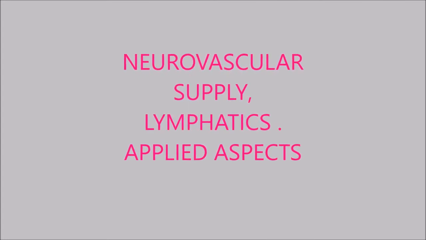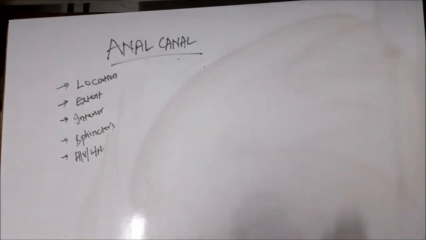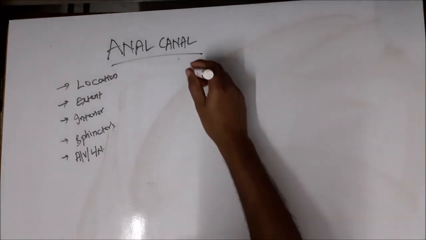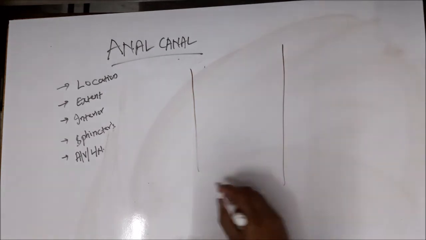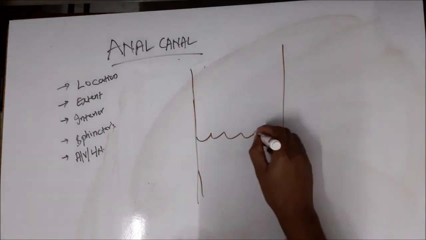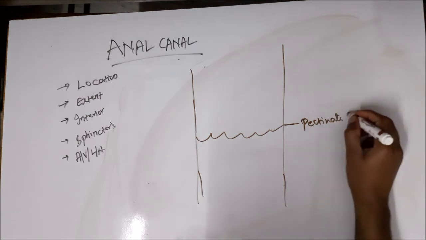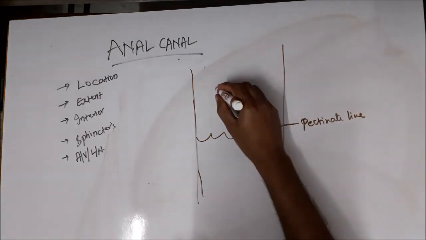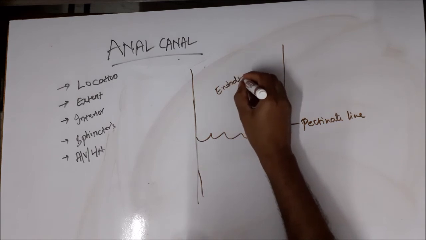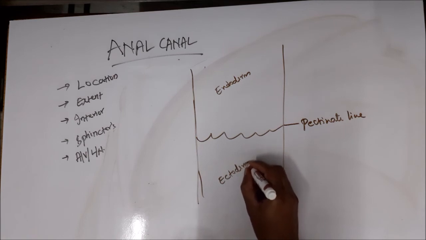So coming to the arterial supply, venous drainage, and applied aspect. For that, you will be seeing the same model, that is the anal canal, and you're dividing that into an upper part and a lower part by a line called the pectinate line or dentate line. Above the pectinate line is derived from endoderm, below it is derived from ectoderm, that is proctodeum.